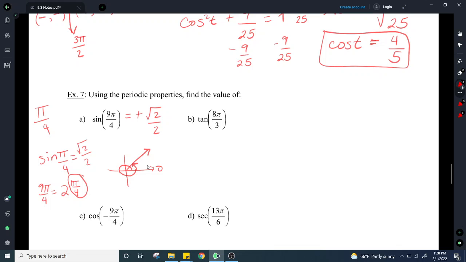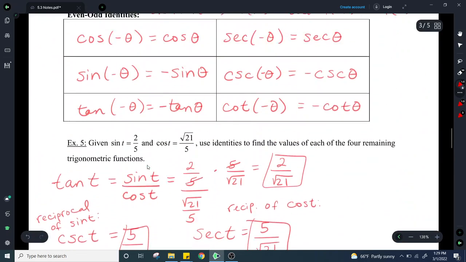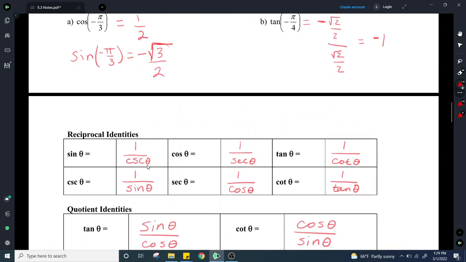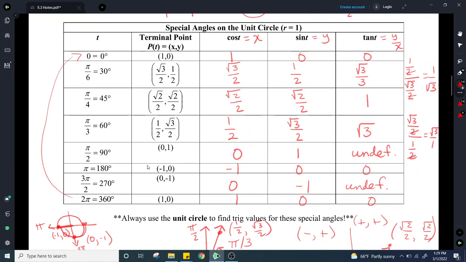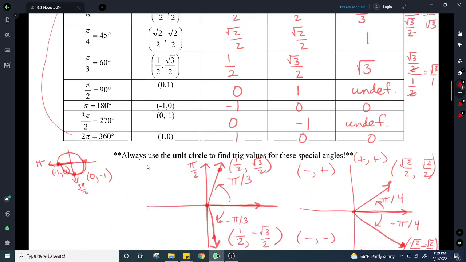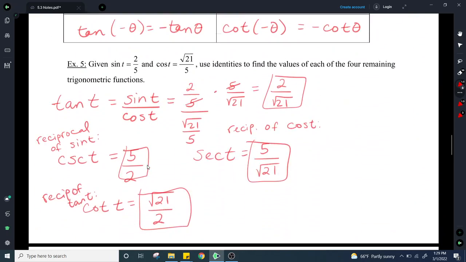Let's try this one, 8 pi over 3. So first of all, that is coterminal with pi over 3. So the value is going to be the same as the tangent value at pi over 3. So if we go back to the chart, let's look up what tangent of pi over 3 was. Here's pi over 3. Our tangent value was right here, right? Square root of 3. So let's jot that down, that tangent is equal to the square root of 3.